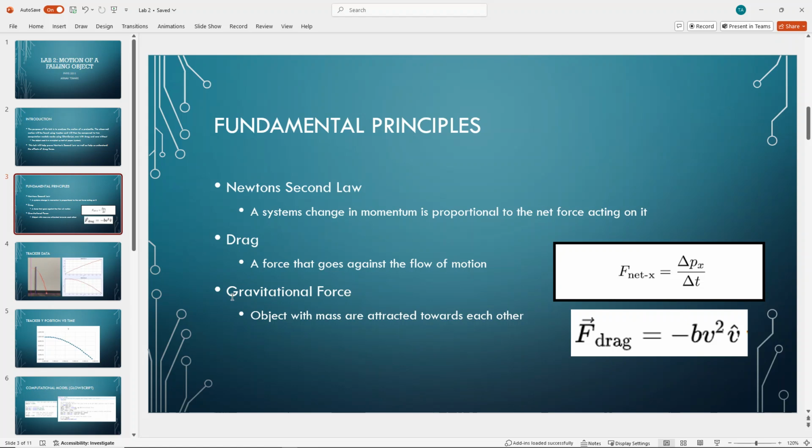We also look at gravitational force, essentially what is driving the object to fall down. Gravity is just stating that objects with masses are attracted towards each other.